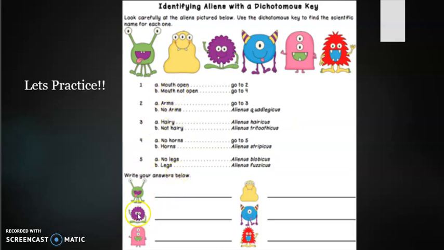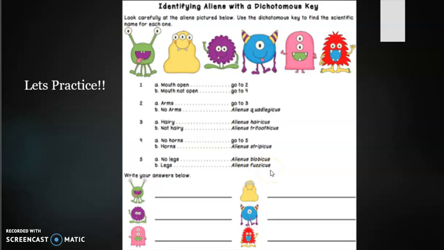Then we need to do this little guy here, this little purple one. So this guy here, is his mouth open or not open? It is not open, so I'm going to go to 4. Does he have no horns or horns? He does not have any horns. Go to 5. Legs, no legs or legs? He definitely has legs, so he is Alienus fuzzicus.